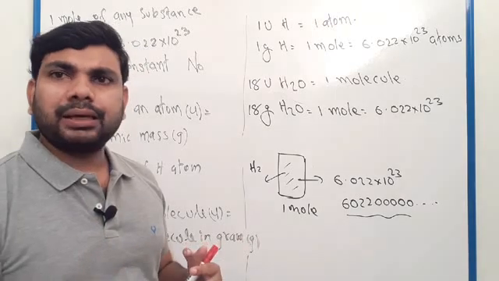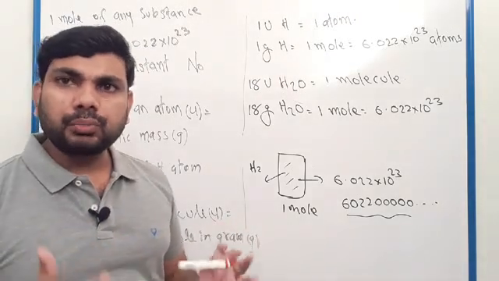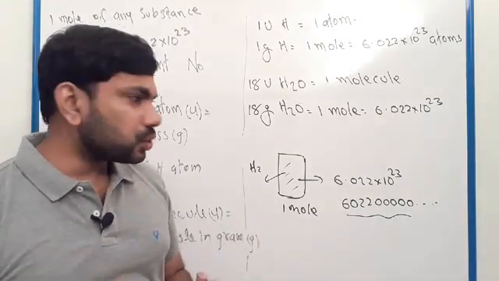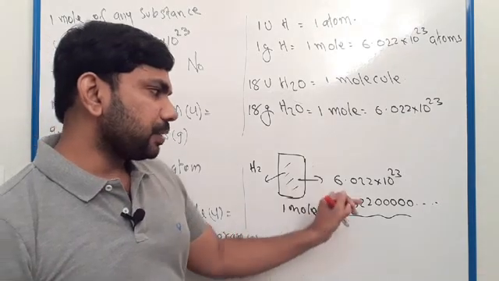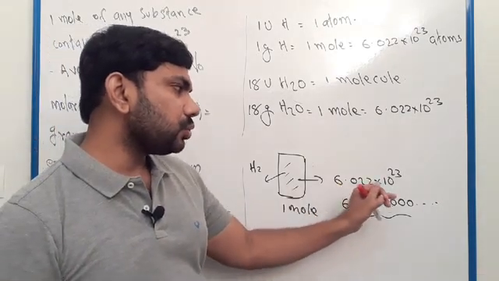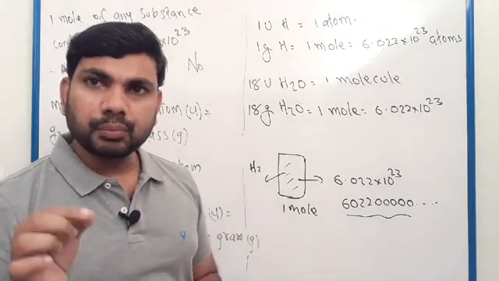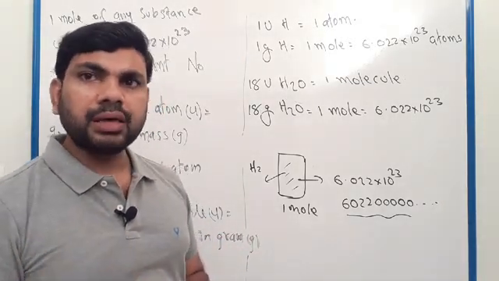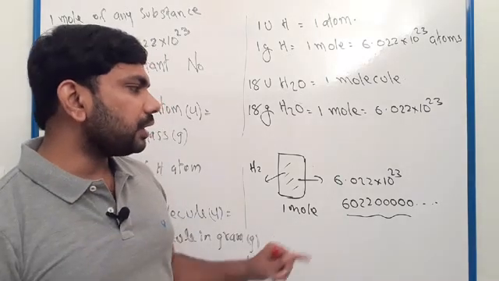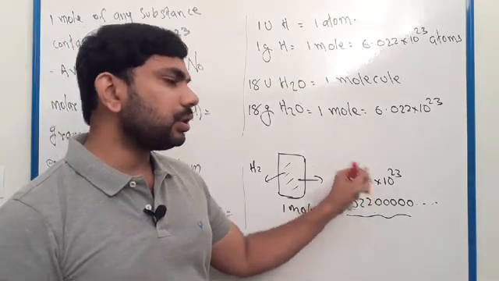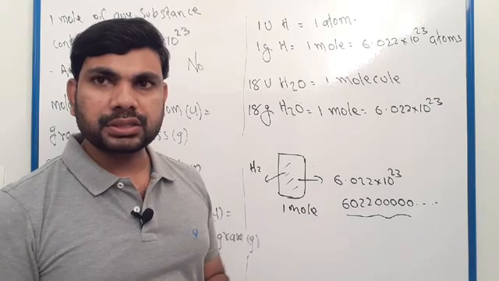You take anything: 1 mole water, 1 mole H2O, it contains 6.022 into 10 power 23 water molecules. 1 mole oxygen also contains 6.022 into 10 power 23 particles.